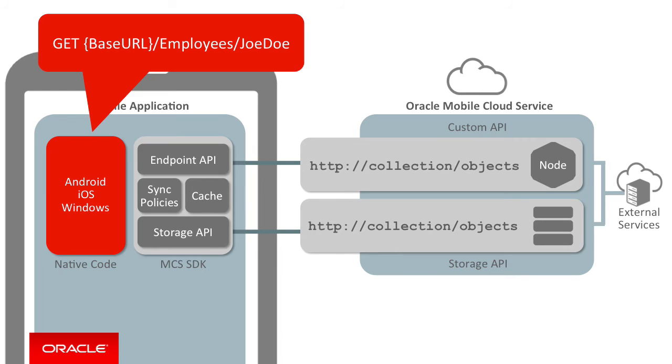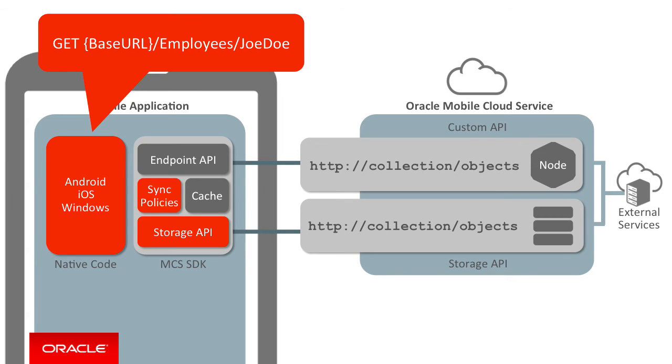In making the request, the mobile app's native code initializes the data offline and sync code in the mobile client SDK. If it wants to consume a custom API on the server side, then it uses the client-side SDK endpoint API. Alternatively, if it wants to consume a server-side storage API, it uses the client-side SDK storage API of the same name.